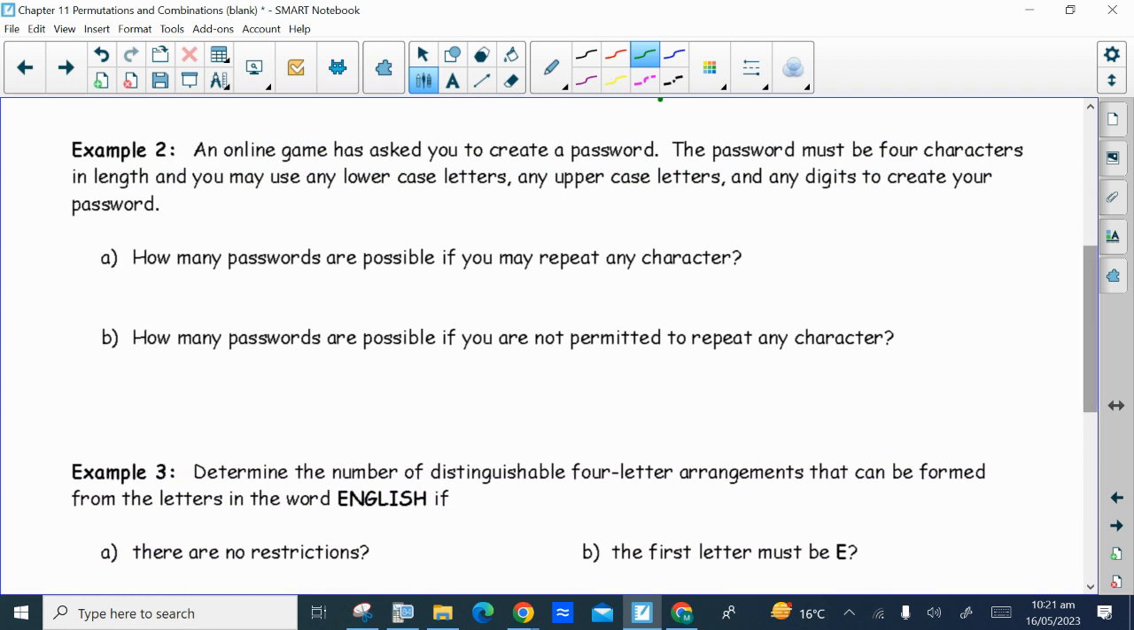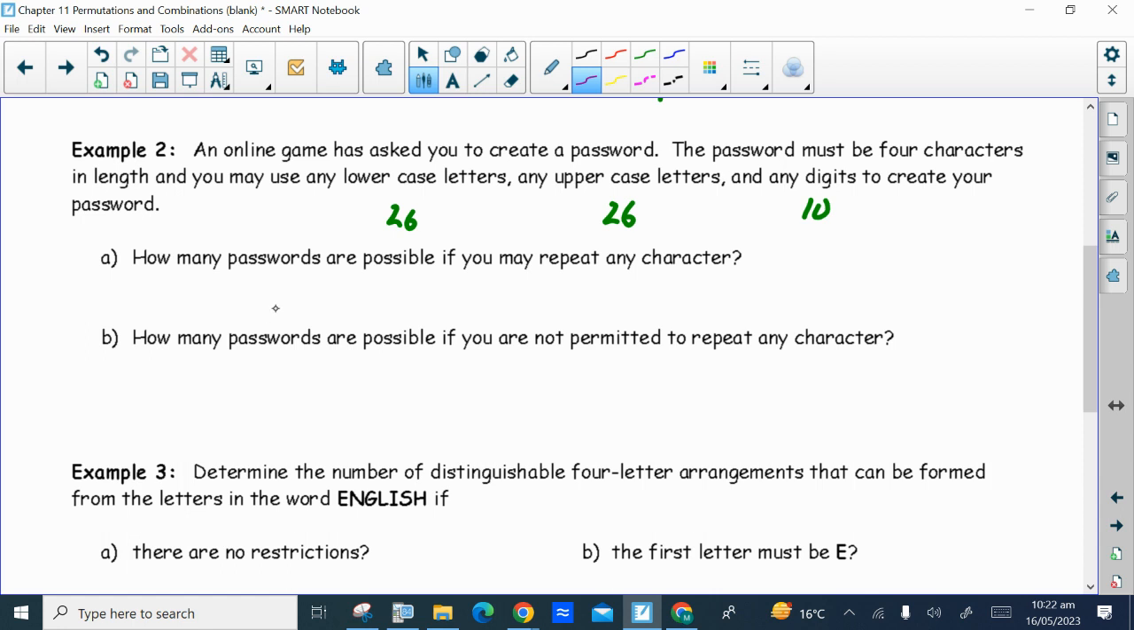An online game asks you to create a password. It must be 4 characters in length, and you can use any lowercase. So there's 26 lowercase letters, any uppercase, so there's another 26 for the uppercase, and any digits. There are 10 digits, 0 through 9. So this gives us a total of 62 characters to choose from. How many passwords are possible if you may repeat any character?